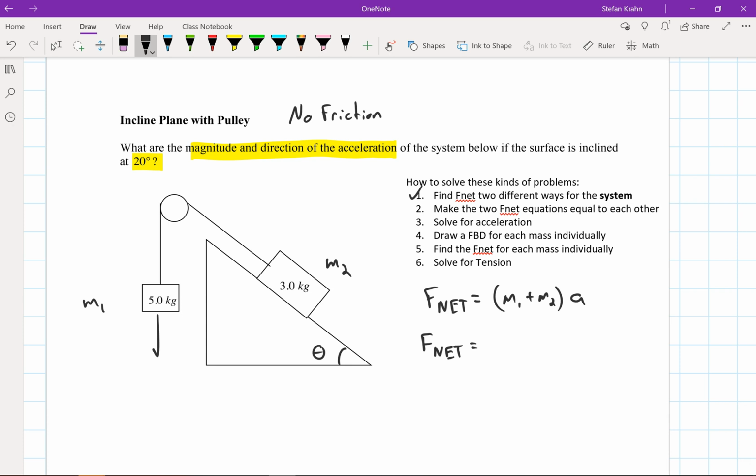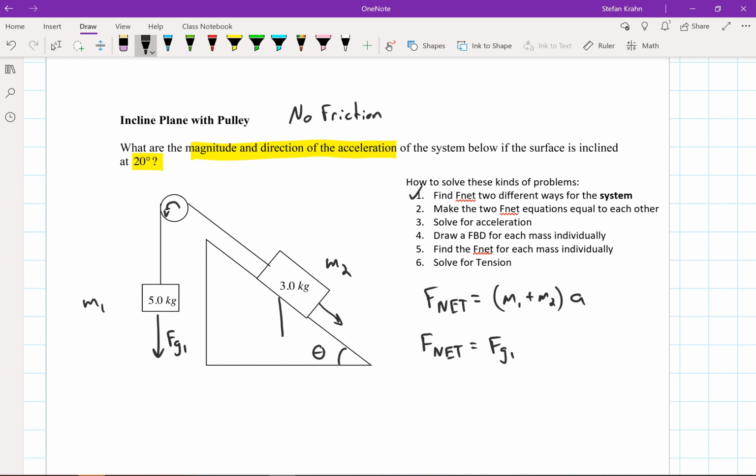Well, I know I'm going to have Fg1 pulling down here, and mass 1 is 5 kilograms, mass 2 is 3 kilograms, so I know it's going to be accelerating in this counterclockwise direction. But what I want to know here is, yes, there's Fg1 here, but how much force is there pulling down this way? Because that's going to be the force I need to subtract out.